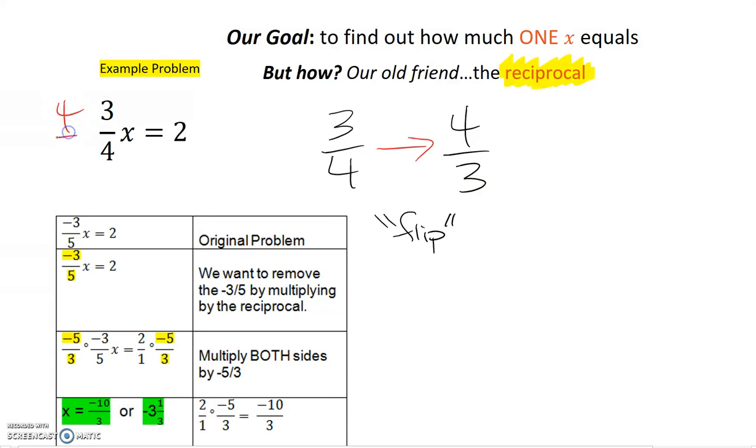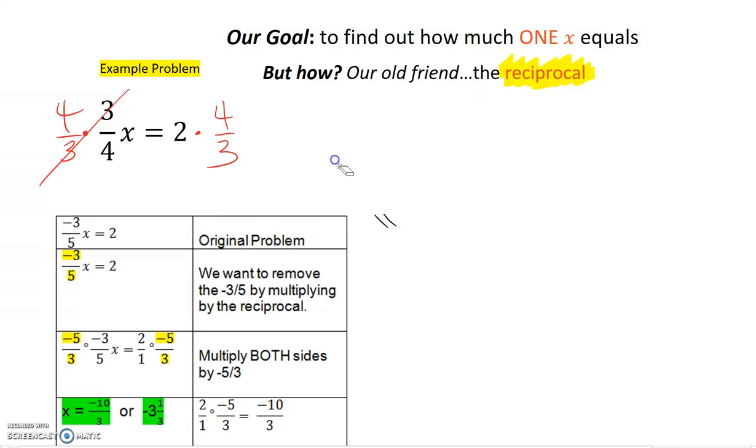We're going to go 4/3, and that's going to just go down to 1x, and we'll do the same thing on the other side of the equal sign. So just to finish this problem off, remember, anytime you have a whole number, it's the numerator times the numerator, okay, for this. And we'll do 2 times 4 is 8 over 3. So x equals 8 over 3. There we go.